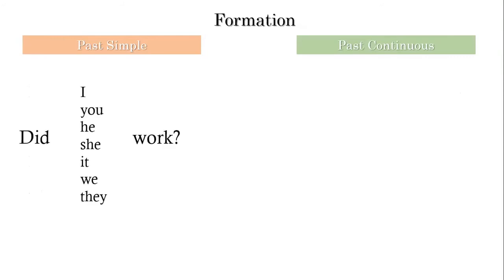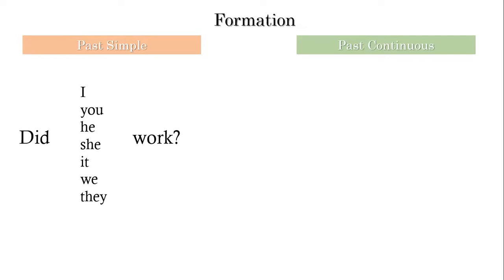Okay. What do we have here? Here we have the questions. How can we ask questions in past simple? To make questions in past simple, we have to use an auxiliary verb, which is did. So remember, did is the auxiliary verb of past simple. And we have to put the auxiliary verb in the first place. Okay, let's look at the example. Did you work? Did he work? Did she work?